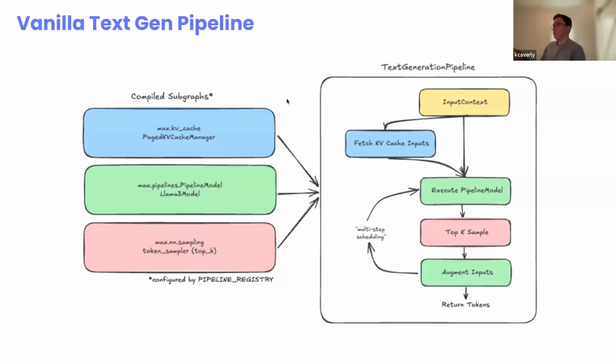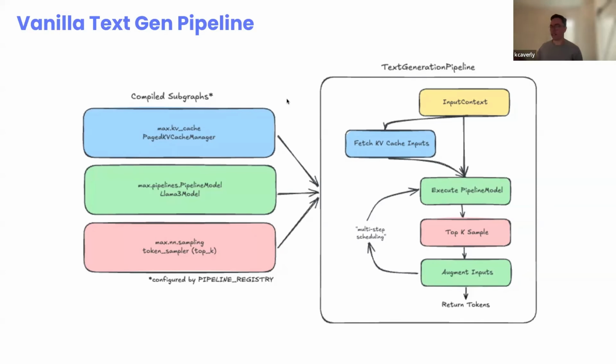But if you take a look at the pipeline, it's pretty straightforward. We'll have a context object that comes in the door. This includes a series of in-flight sequence objects for the entire batch. We will then take this and go to a single compiled graph that returns to us KV cache specific inputs that are then used inside our kernels throughout the pipeline model. We will then execute the pipeline model subgraph and pass those through to a sampler, which is again an executed subgraph.